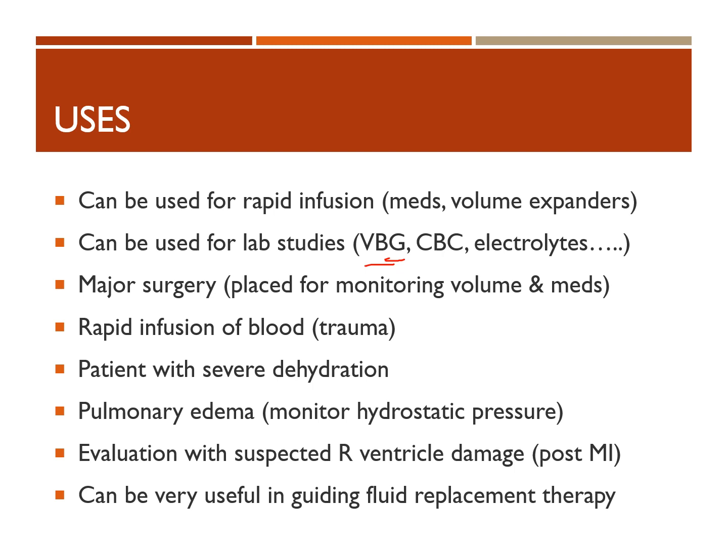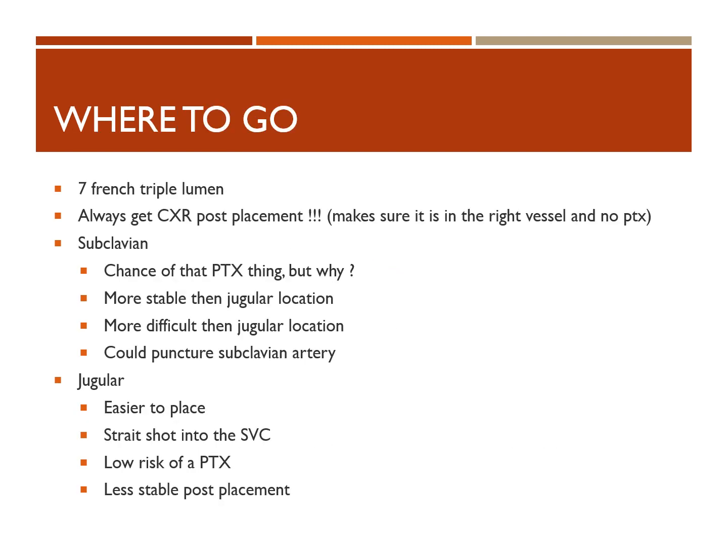And especially if we're giving fluid replacement therapy, we can make sure that we don't overshoot it and then cause non-cardiogenic pulmonary edema. So it's pretty useful in a lot of different situations. So 7 French triple lumen is what you want to do, is usually what it is.